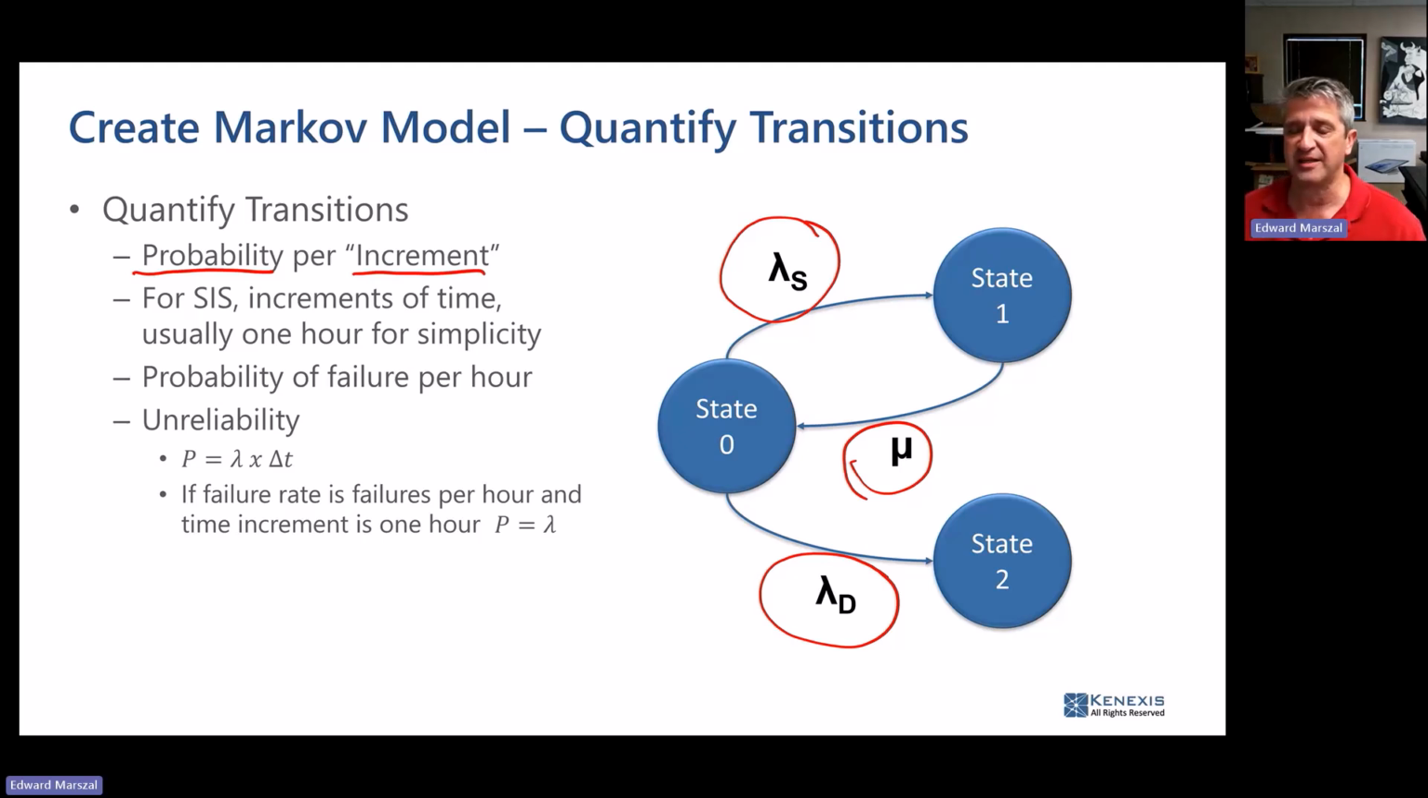Now, the reason that the shorthand is to show failure rates is that the rates are going to be in units of per hour, and my time step is an hour. When I calculate my probability of transition, it is going to be my failure rate times delta t. If delta t equals 1, then my probability is going to equal the rate. So don't think it's the rate, it's a probability.